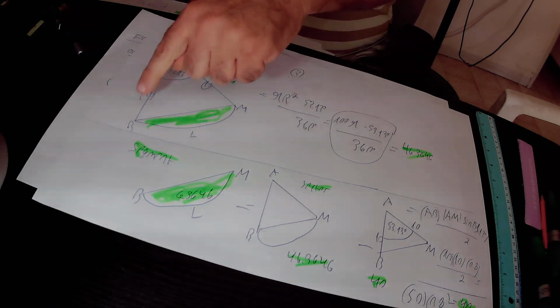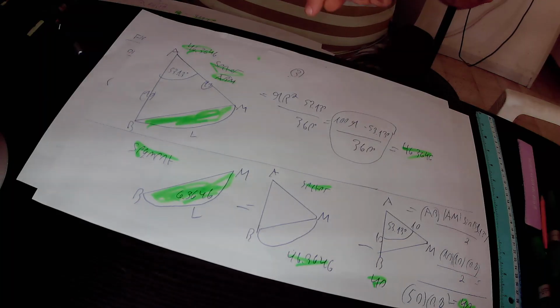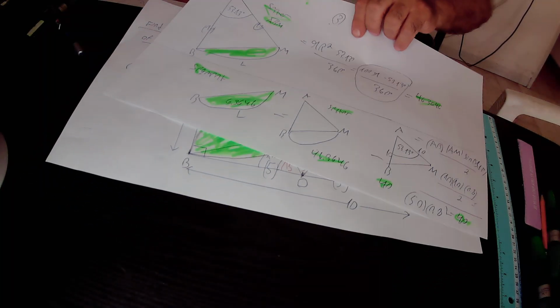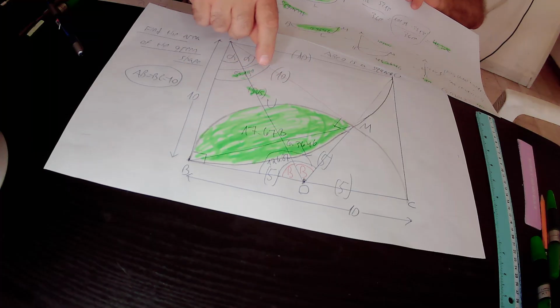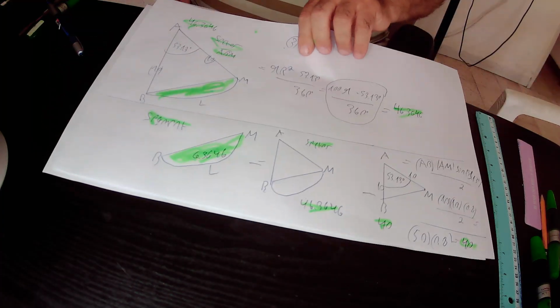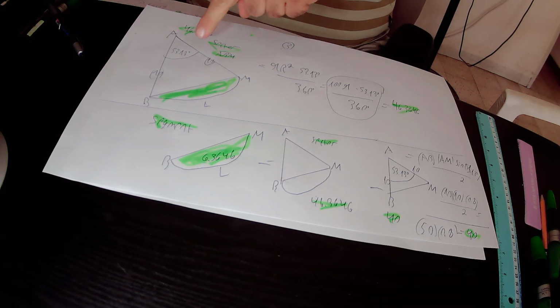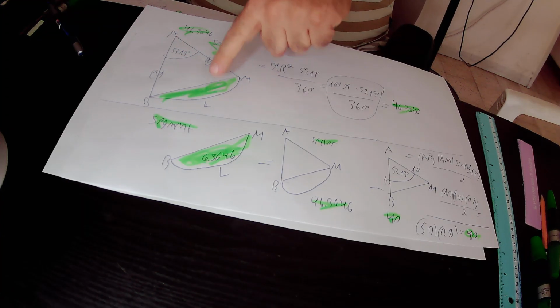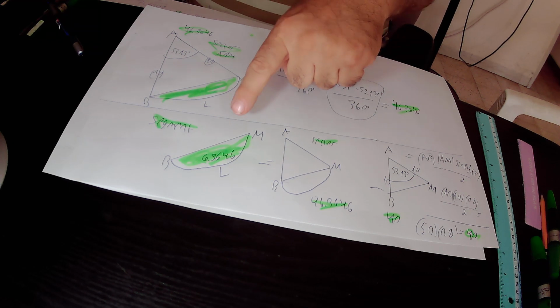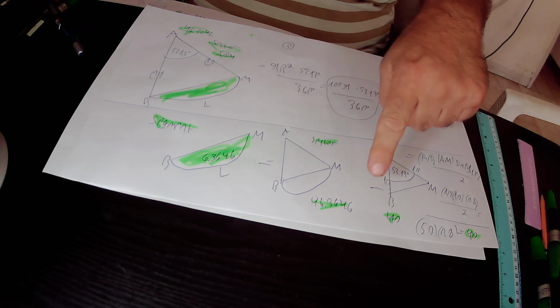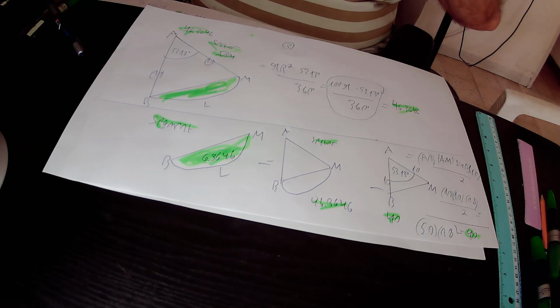Our task is to find the area of this lower segment BLM. This is the lower segment BLM, and we have to find its area. The area of the lower segment BLM will be equal to the area of sector ABM minus the area of triangle ABM. It is easy to see from the drawing that if you remove triangle ABM from sector ABM, we get exactly segment BLM. Therefore, the area of segment BLM equals the area of sector ABM minus the area of triangle ABM.